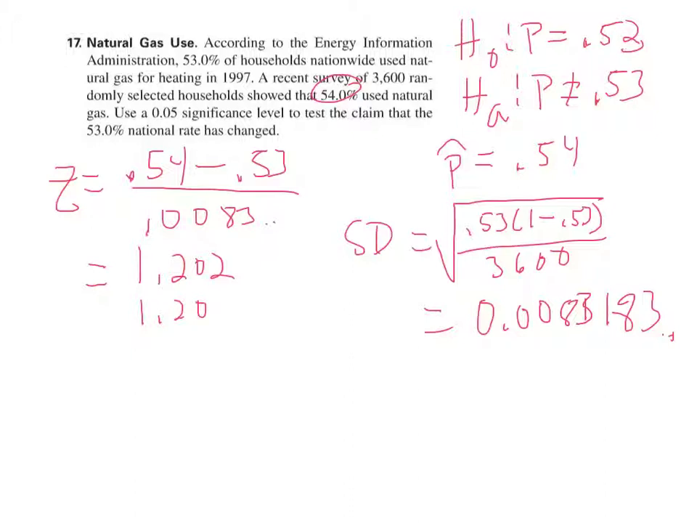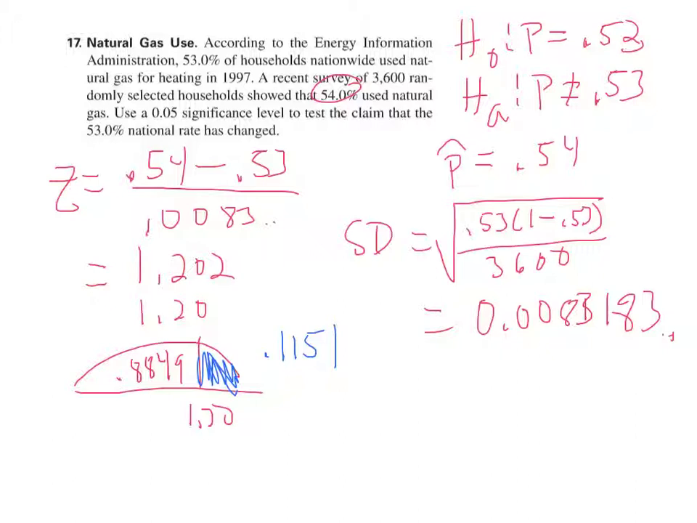So if I go to the table and look that z-score up in the table, I'm getting an area to the left of 0.8849. And we want this tail area, so I'm going to subtract that from 1. So I'm getting 0.1151.